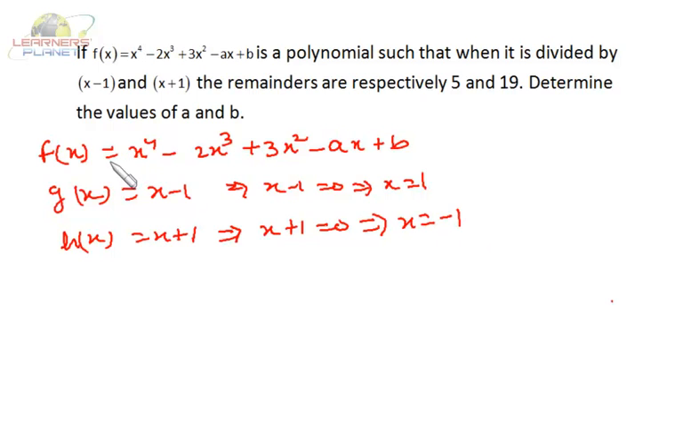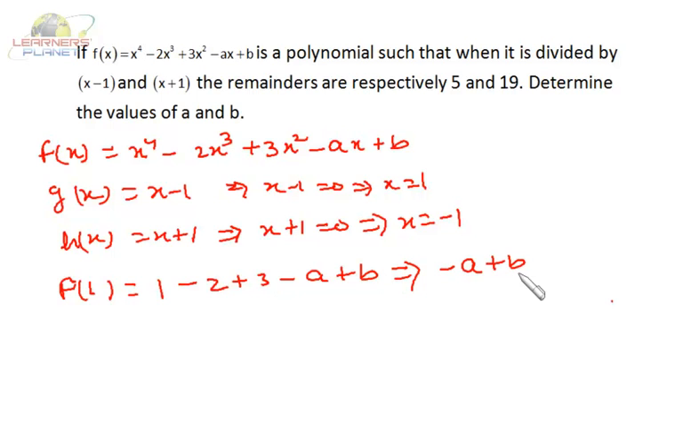Now according to the remainder theorem, if f of x is divided by g of x, the remainder will be f of 1, and when f of x is divided by h of x, the remainder will be f of minus 1. So first of all, let's calculate f of 1. It's 1 minus 2 plus 3 minus a plus b, which is minus a plus b plus 2. Similarly, let's calculate f of minus 1.